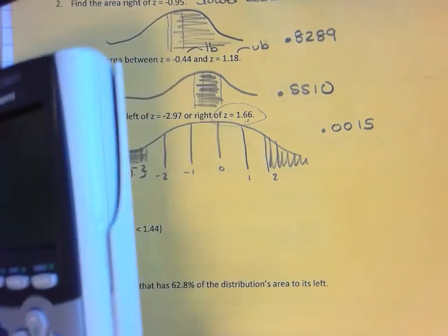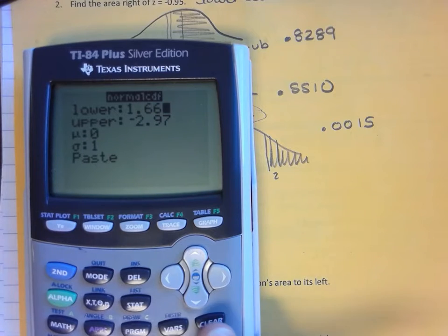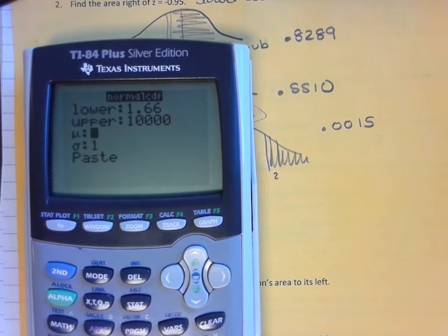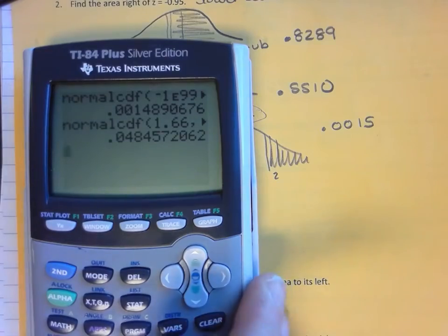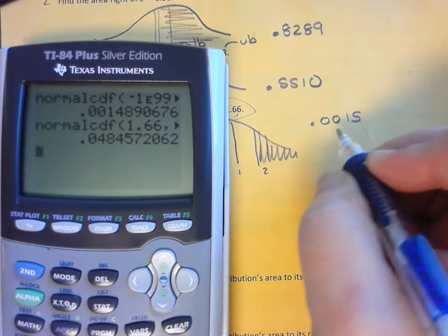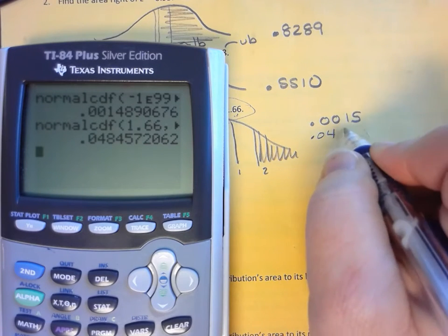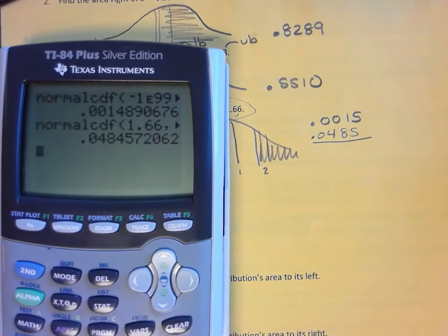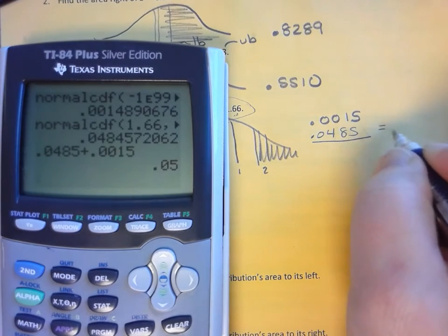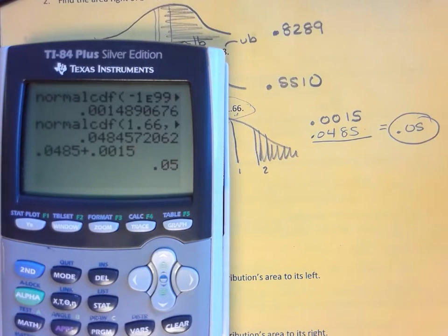So my lower bound is going to be 1.66, and my upper bound is some big obnoxious number, and that's 0.0485. So 0.0485 plus, not minus, plus 0.0015 should give me 0.05. Okay. Not too bad, right?